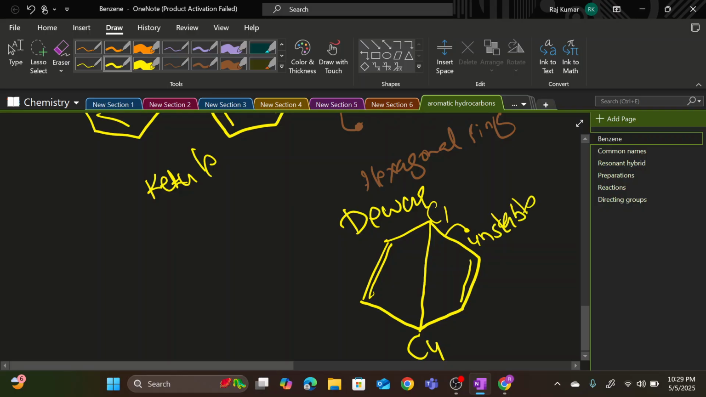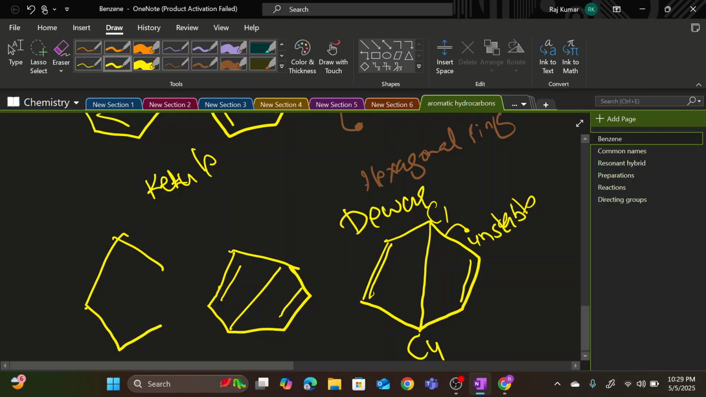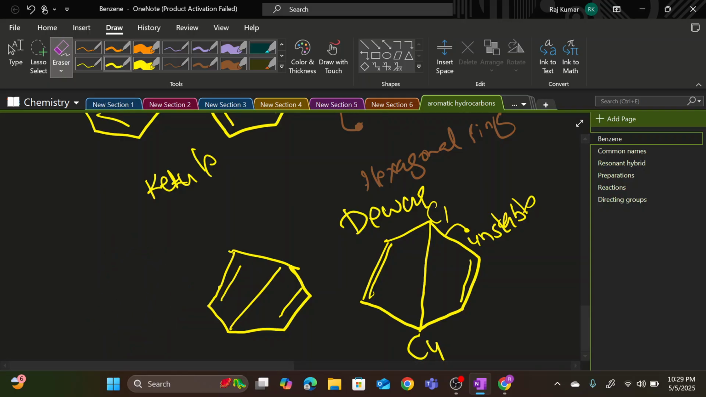In that way, he basically gave three structures. For example, this was one of the structures. Let me just draw one more. I don't know if it is. I don't know. Oops. Let me just draw it once again.